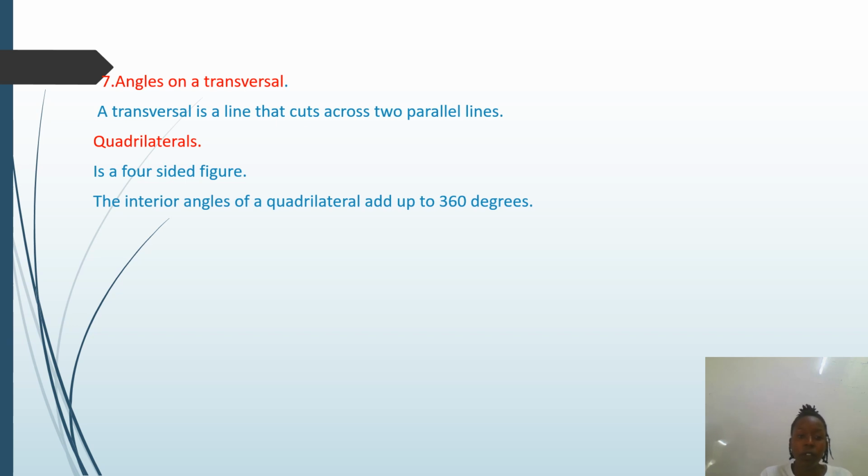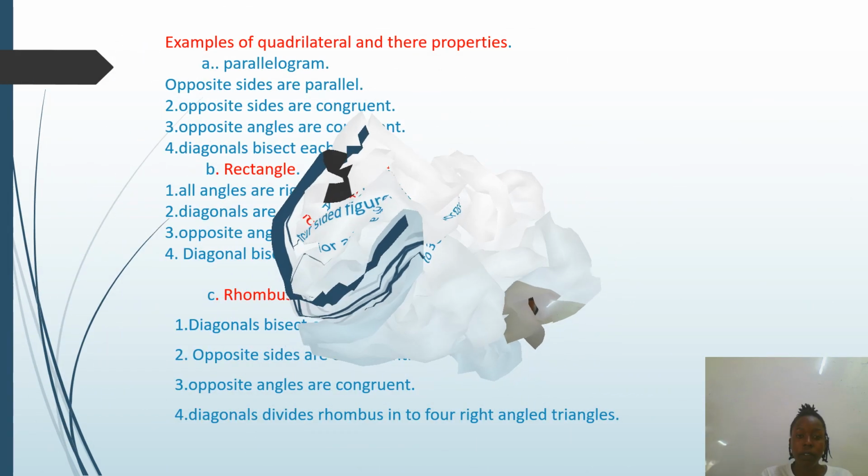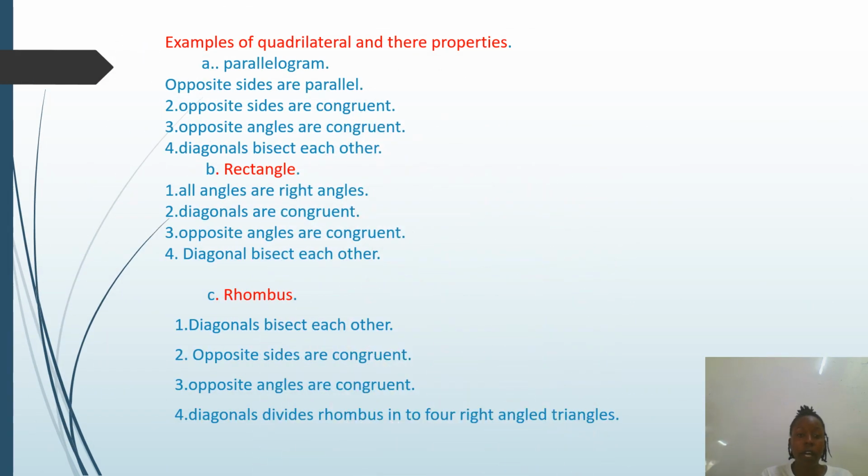I'm going to present on quadrilaterals. It's a four-sided figure. The interior angles of a quadrilateral add up to 360 degrees. Examples of a quadrilateral and their properties. Number one is a parallelogram. Opposite sides are equal. Opposite sides are congruent. Opposite angles are congruent. Diagonals bisect each other.